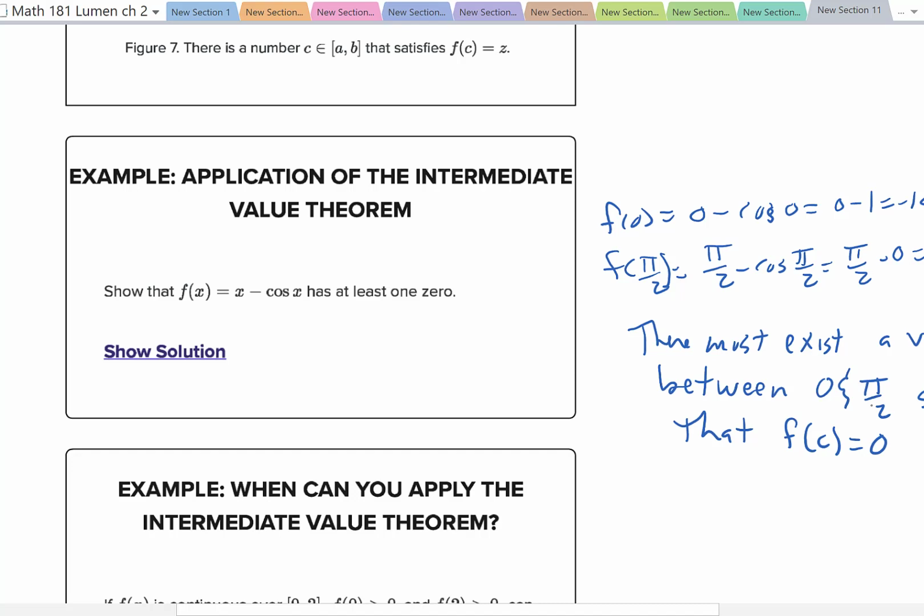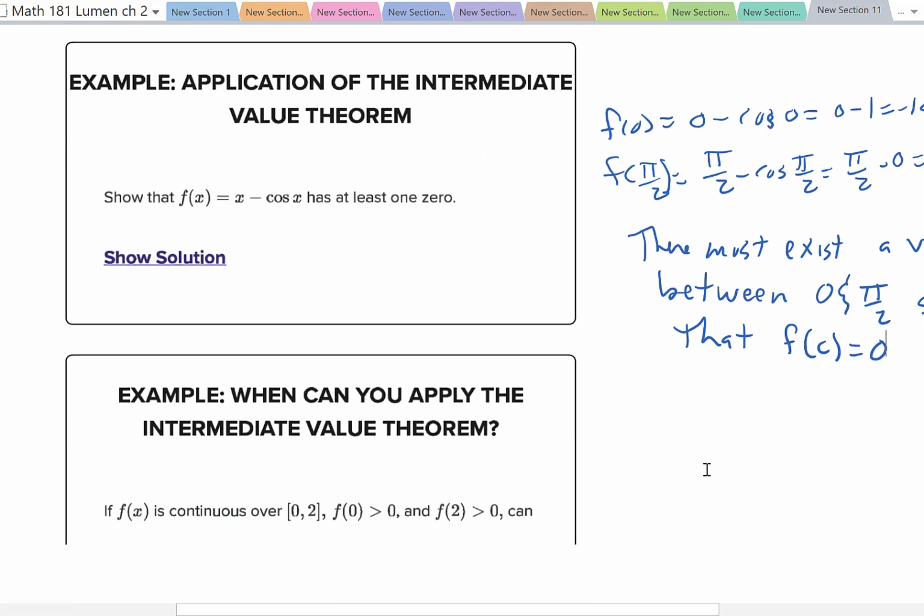And if you ask where I got 0 and pi over 2, you just start trying different values. And I know that 0 is meaningful to cosine and pi over 2 is meaningful to cosine, so those are two to work with that helped us come up with each side of the x-axis. Okay.